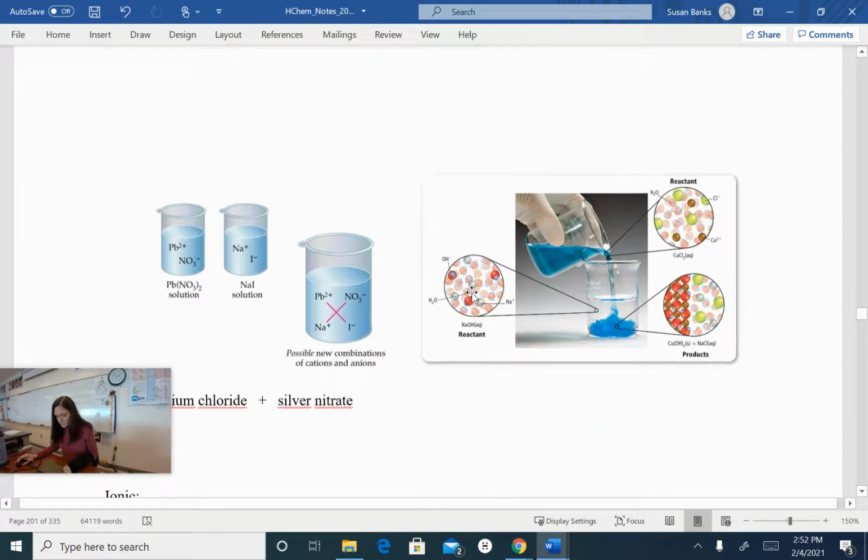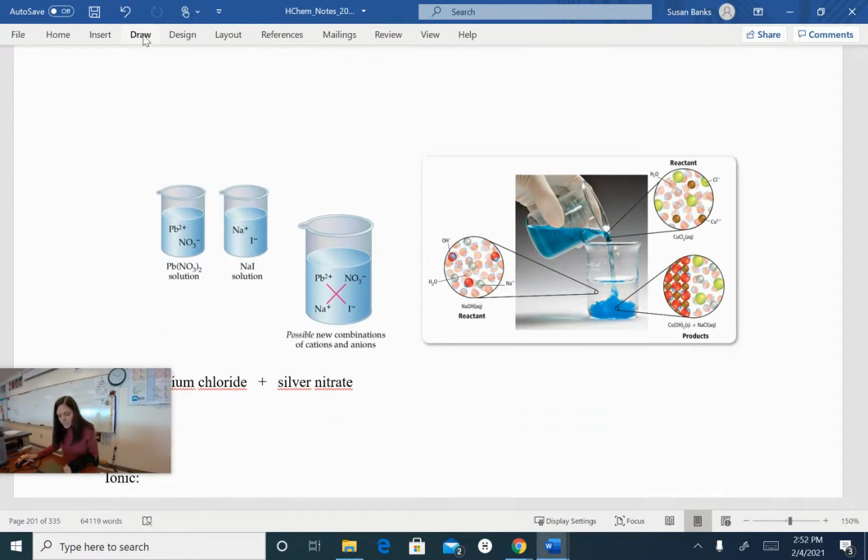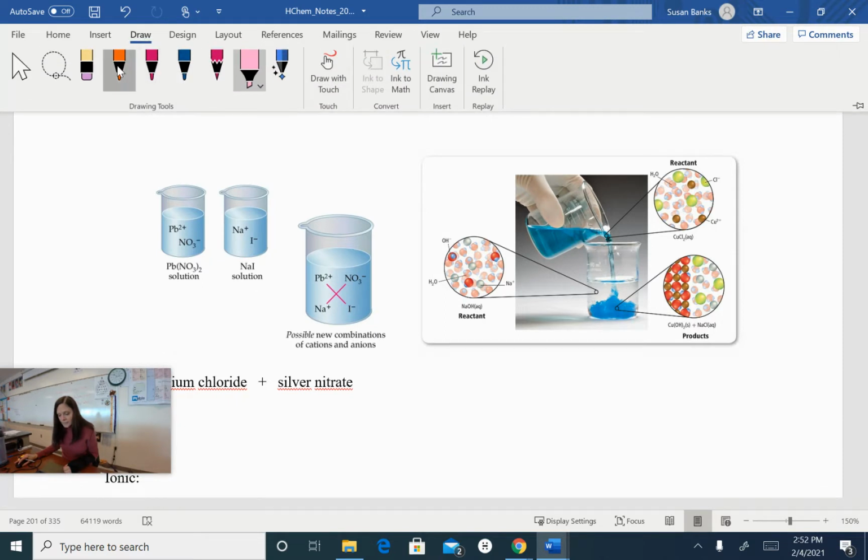Okay, so here we go. I've got a beaker here, and it is full of lead nitrate, lead 2 nitrate.